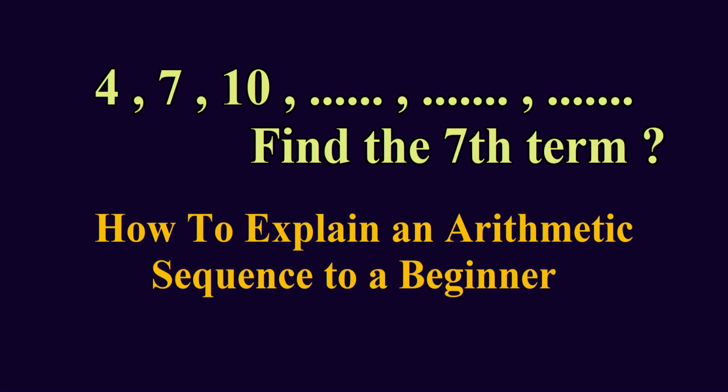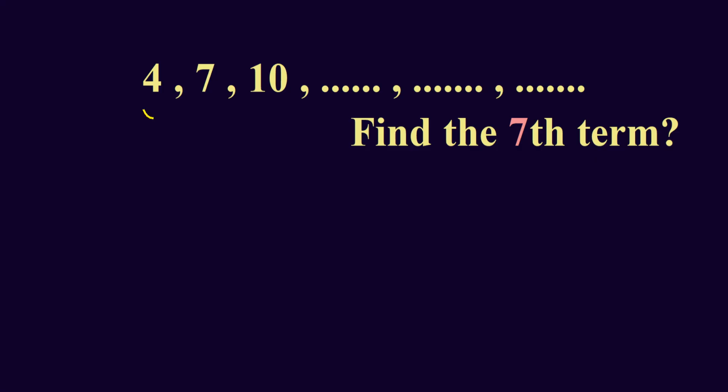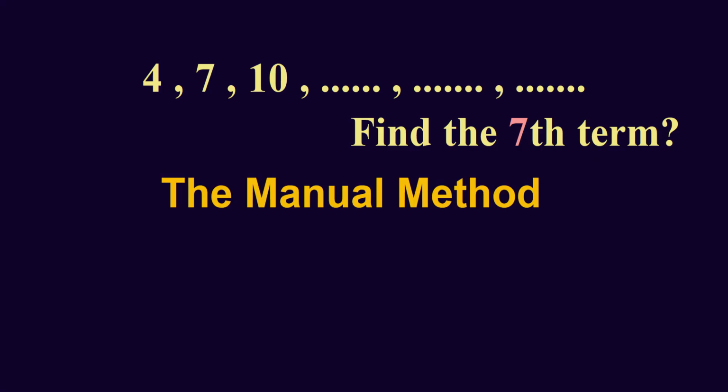Ahead in this video, we have this sequence 4, 7, 10, and our goal is to get the 7th term. Today I am showing you two methods to solve this problem. The first method is called the manual method. This method is perfect for short arithmetic sequences.